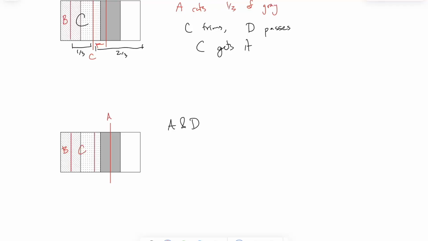D gets to choose which one D likes, the one on the left or the right? D likes the dots and the gray. I think they are going to prefer the piece on the left, right? So D takes this one here, and A takes that one there. And this is my final answer. I hope that's what you got.